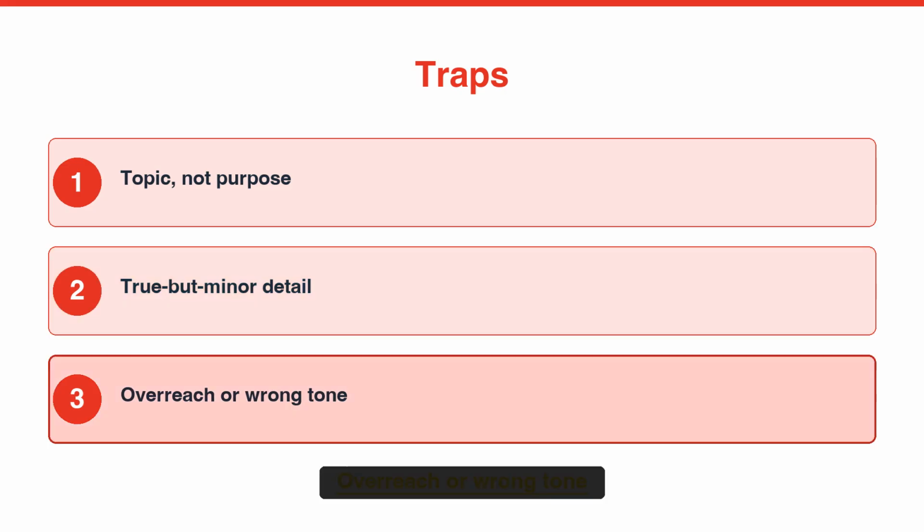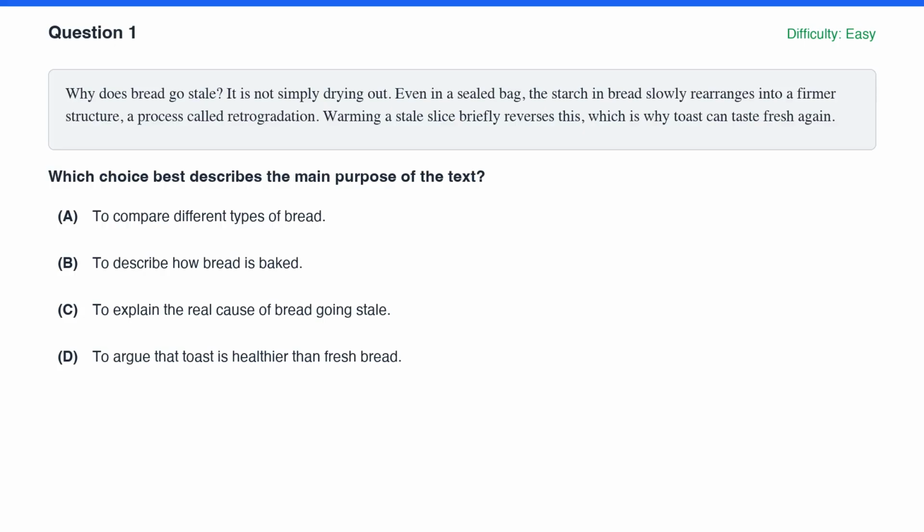Trap 3. Overreach or wrong tone. Right topic, right scope, but it adds a claim the text never makes, or it flips the author's stance. Describes becomes criticizes, raises a question becomes settles it. On structure choices, one clause is simply invented. This is the trap step 4 is built to catch. Let's start with an easy one, a main purpose question.